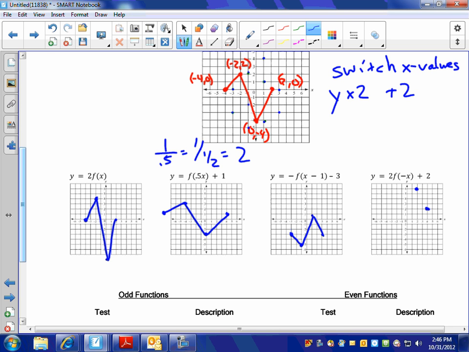This one. 0, negative 4. Flip it over the x-axis, or flip it over the y-axis. Excuse me. Yep, still 0, negative 4. Multiply by 2. 0, negative 8. Add 2. 0, negative 6.